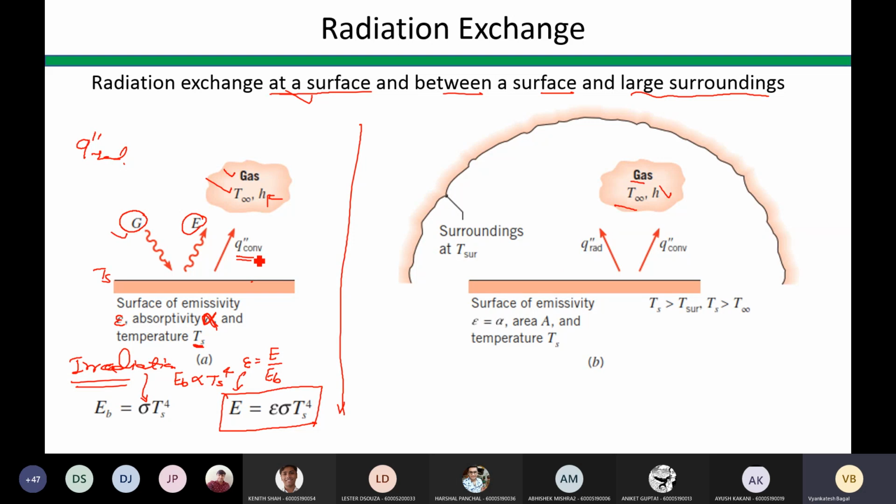In the previous diagram, we had only two temperatures, the temperature of the surface and the temperature of the fluid, T infinity, or the gas. And in this case, we now have three temperatures. The temperature of the surface, which is greater than the surrounding. This is the surrounding temperature, T surrounding, T sur. And the T infinity gas temperature is already there. So you understand this?